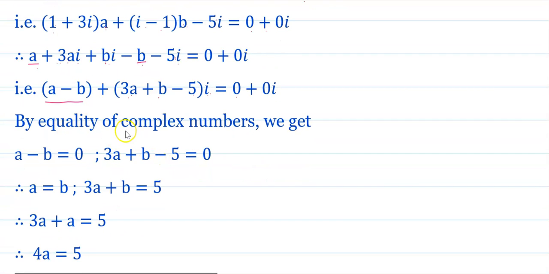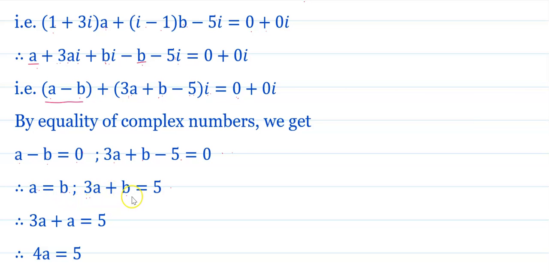Now equality of complex numbers. The real part is a minus b. Here the real part is 0. Therefore, you are getting a minus b equals 0. What about the imaginary part? 3a plus b minus 5, again that equals 0. Means 3a plus b equals 5. a minus b equals 0, means a equals b. Now here a is equal to b.